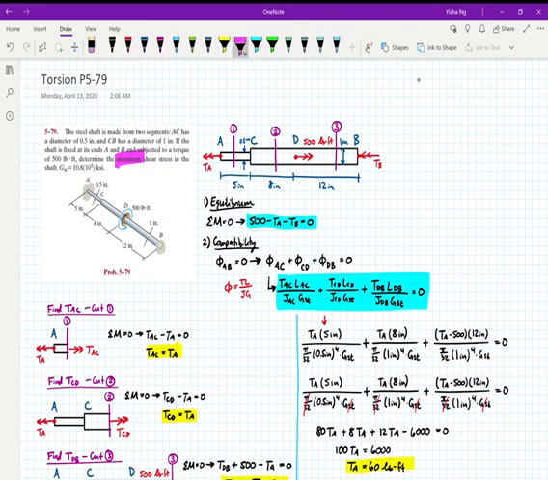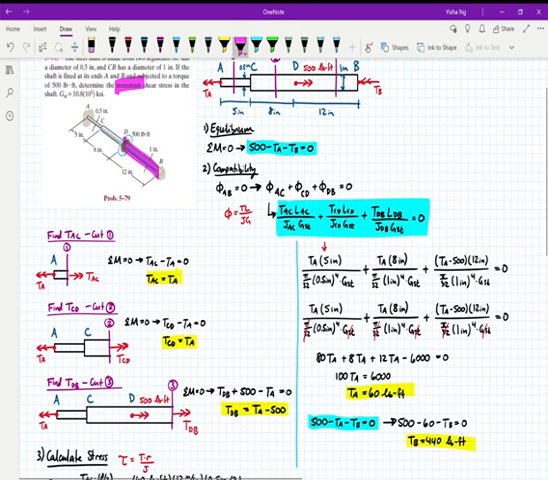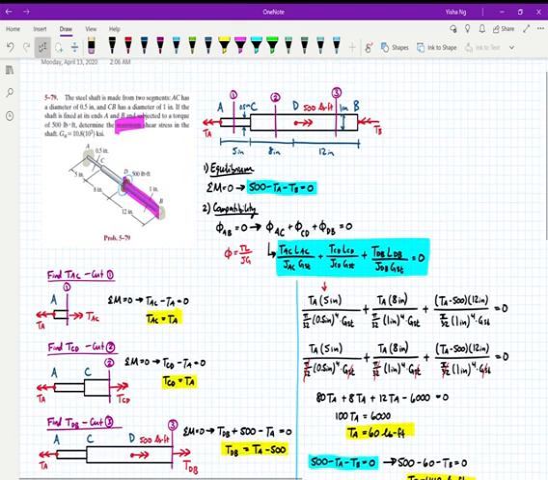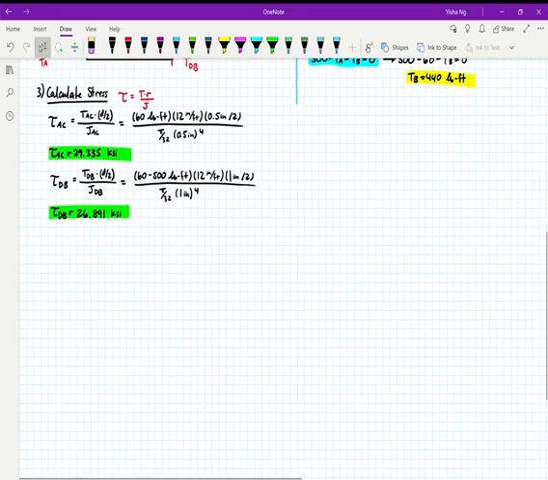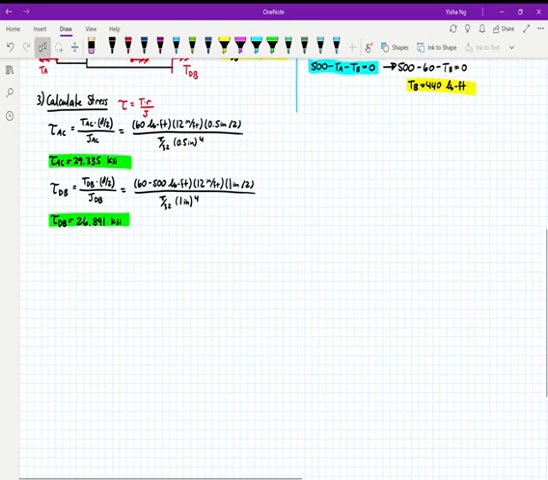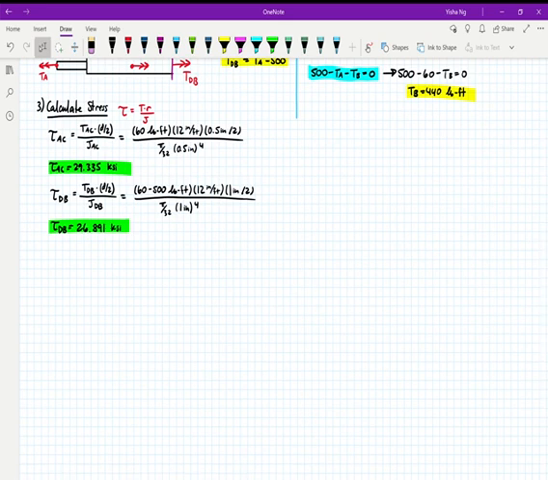I am going to check DB, though. The reason I'm going to check that is because my torque, my TB, is really, really big. And so I want to make sure that that's not the location where there is maximum shear stress. So I'm going to check in those 2 locations. I know my TAC value, I know my diameter, and I know my J value from what I plugged in before. So basically what you're going to do is calculate the stress in those 2 segments. You're looking for maximum shear stress. So between these 2 numbers, TAC is slightly bigger.